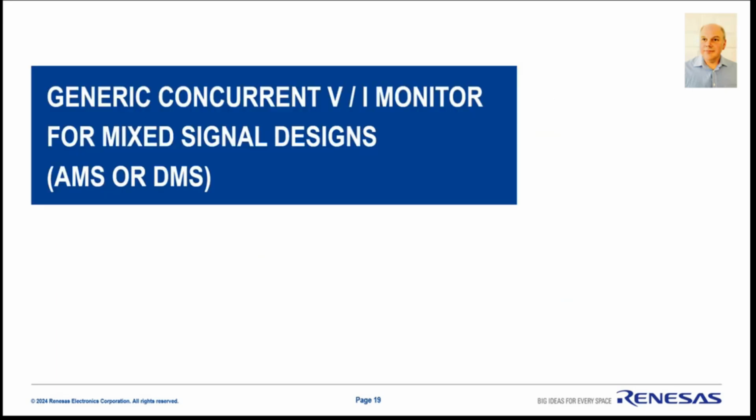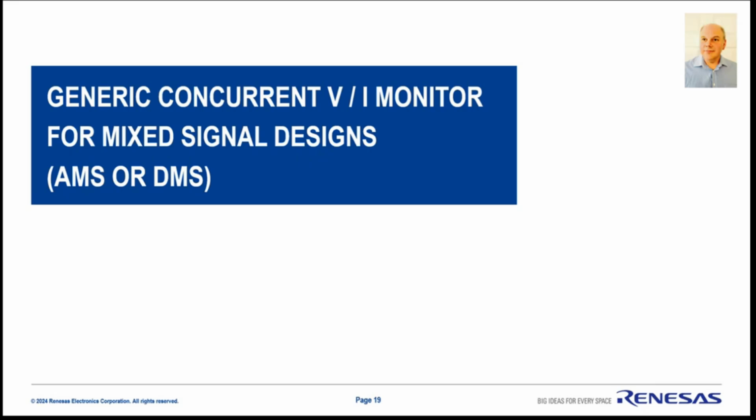So from that, we're going to move on to something slightly different, but with all of these checkers, what we often want is some sort of concurrent monitor for voltages and currents if you're doing DMS and AMS. So back to the example with the DC-DC and LDOs, you can do all the digital checking to make sure the sequencing is right and all the rest using binds and probes, but you also want to be able to check the output voltage.